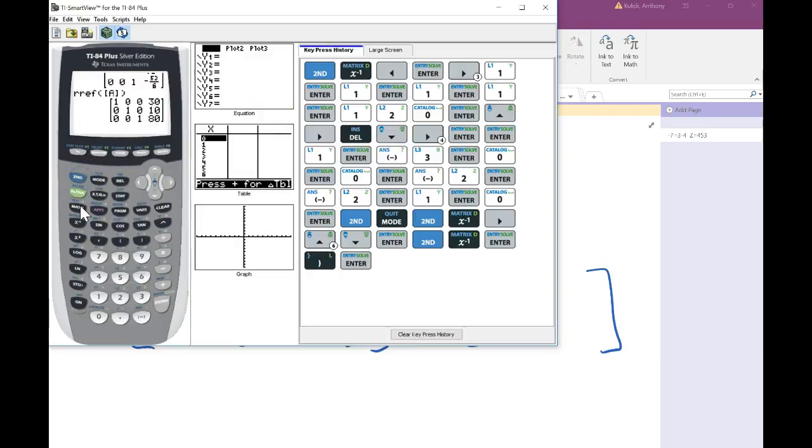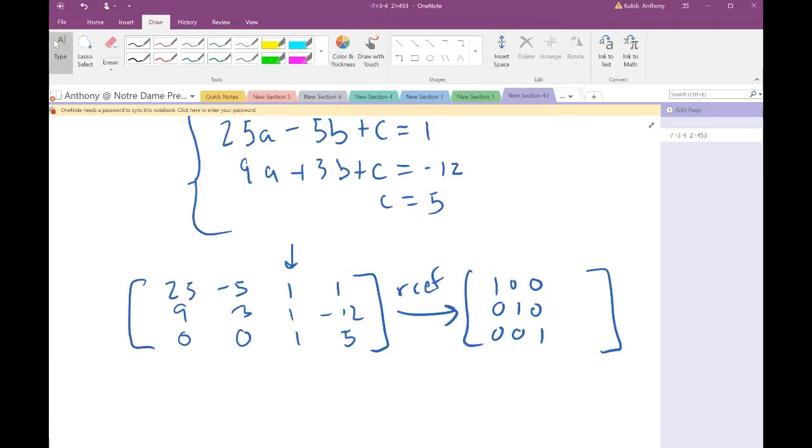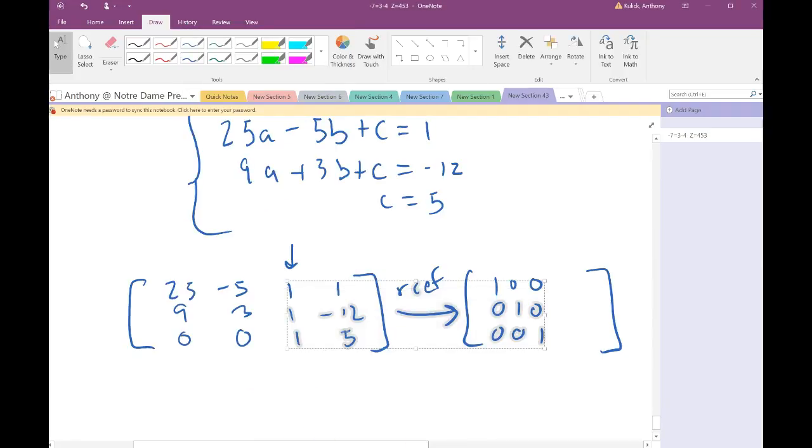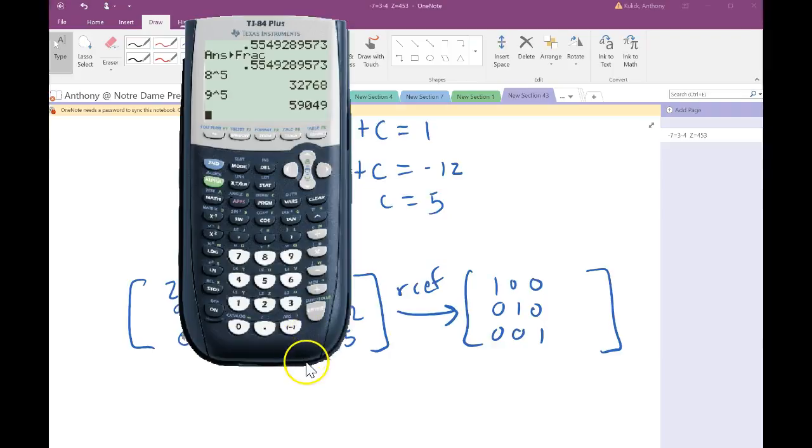So to do that, I'm going to press second and the x to the -1 button. Yoo-hoo, calculator, respond, please. You're a jerk. I'm going to use this one because it's a little bit faster, I think. Oh, it's my whole computer that's just freezing. Oops. Come back, please.